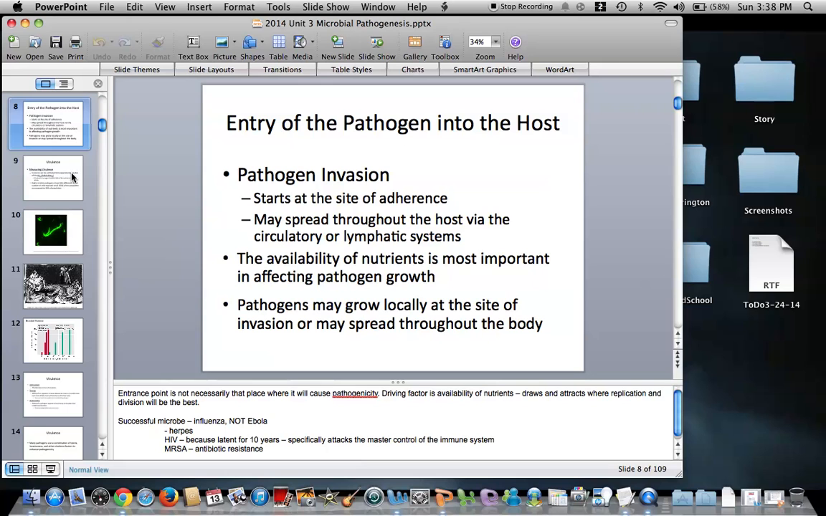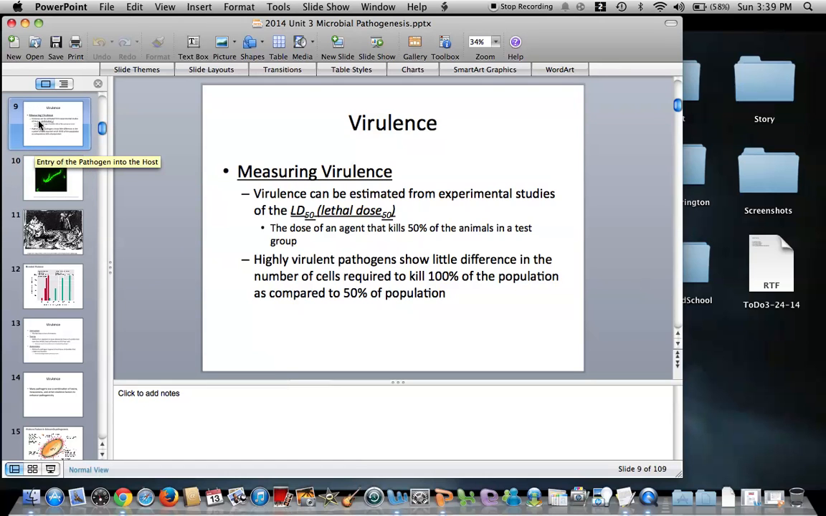Availability of nutrients is most important in affecting this. So the bacteria, or microbes, are looking for something to eat, and that will determine where they can grow. And so if it's all over the body, they'll spread throughout the body. If it's only in one site, they'll stay at the one site. Virulence, talked about LD50 already. Highly virulent means that there's only a small difference between LD50 and LD100.